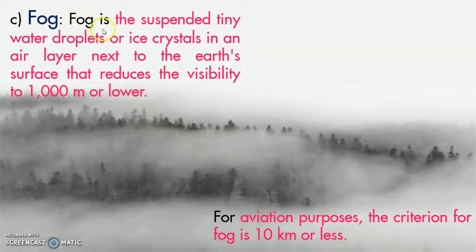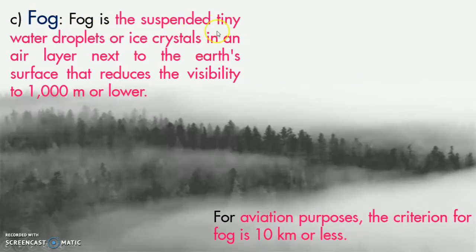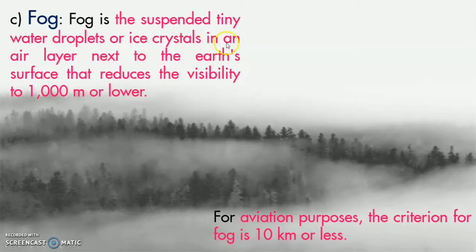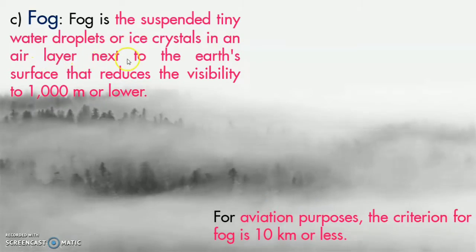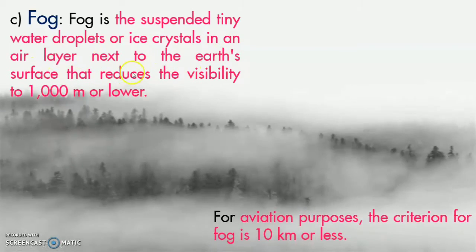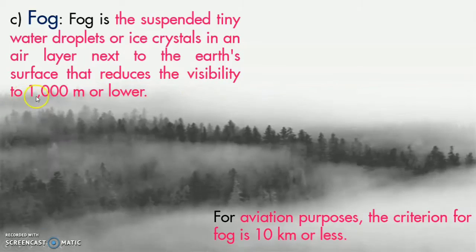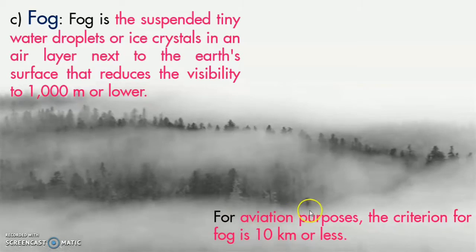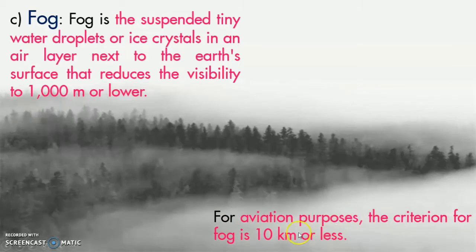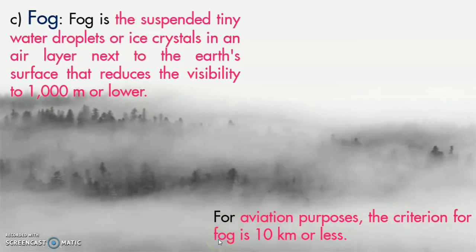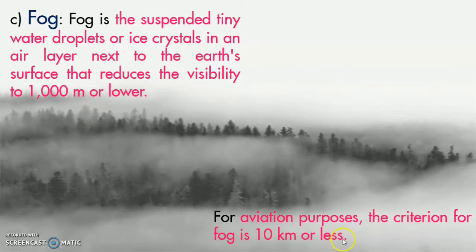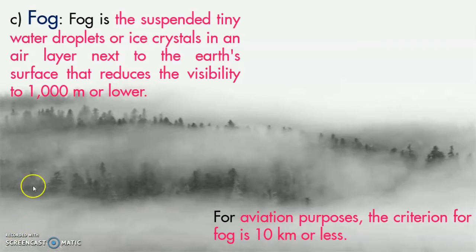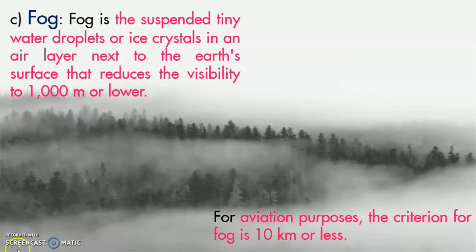So what is fog? Yes, fog is the suspended tiny water droplets or ice crystals in an air layer next to the Earth's surface that reduces the visibility to 1000 meters or lower. See, children, for aviation purposes, that is for air travel, the criterion for fog is 10 kilometers or less because foggy weather makes it difficult for the pilot to fly the plane.